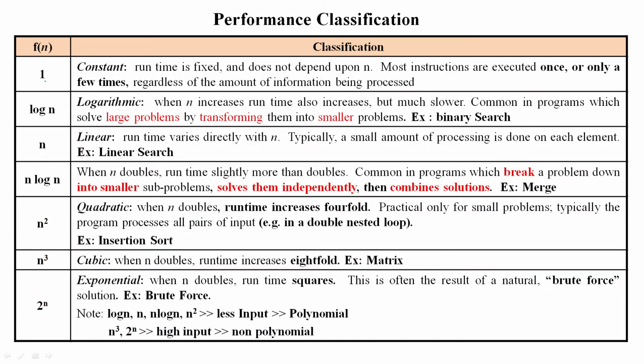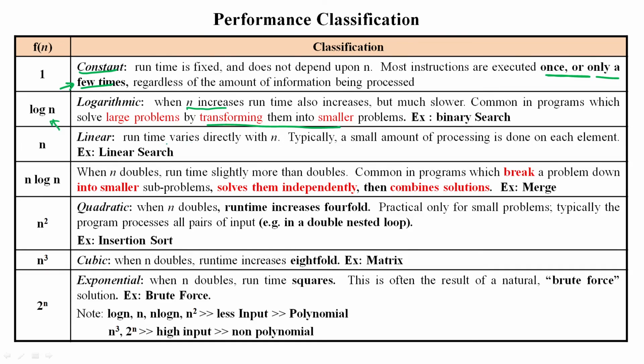Here some functions have been given. Constant time consumption: whenever we execute a statement only once, or only a few times, two, three or five times, those statements consume a constant amount of time, order of 1. Then when we increase n to a large value, some algorithms break the large problem into smaller problems, which are executed to find the result. When you break the large problem into smaller problems, the time consumption will be log n, approximately half of n.